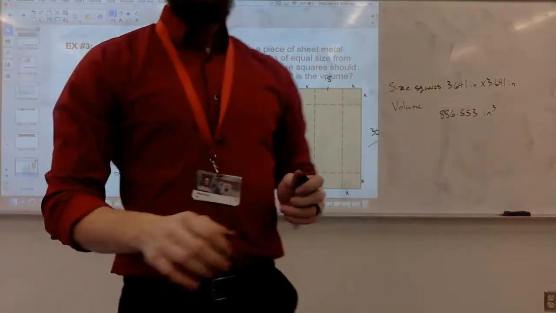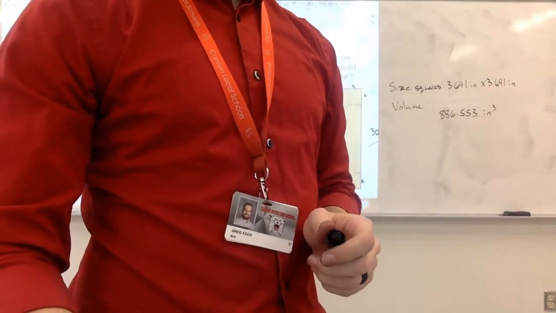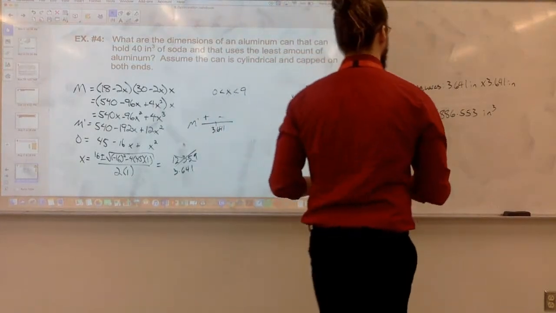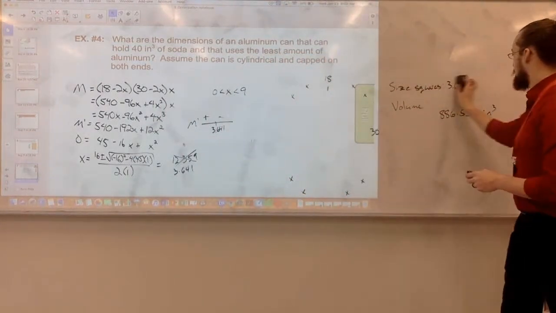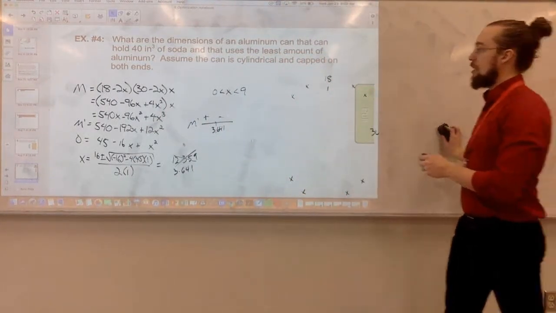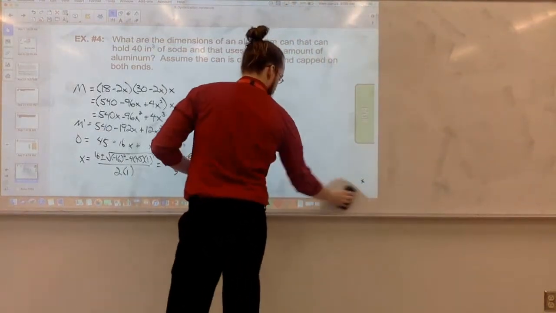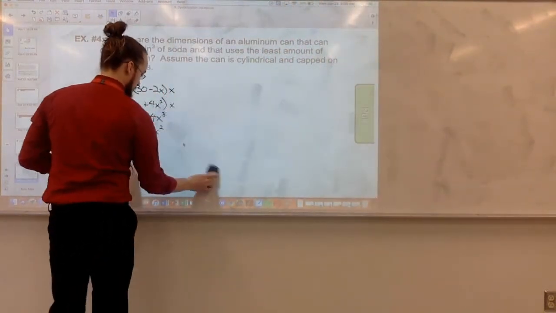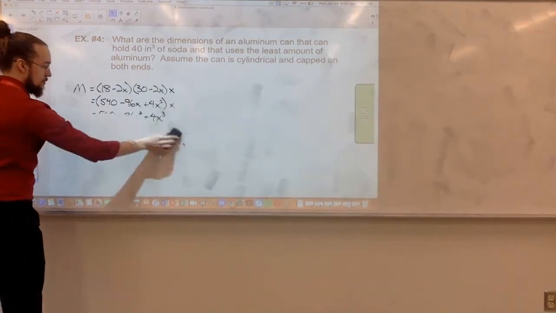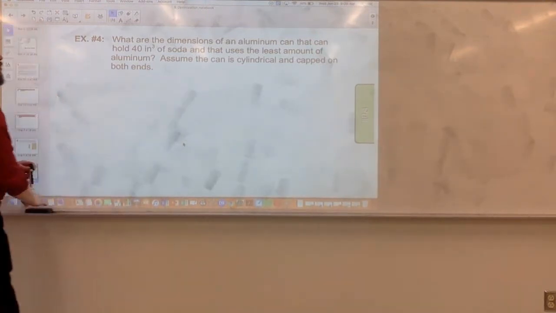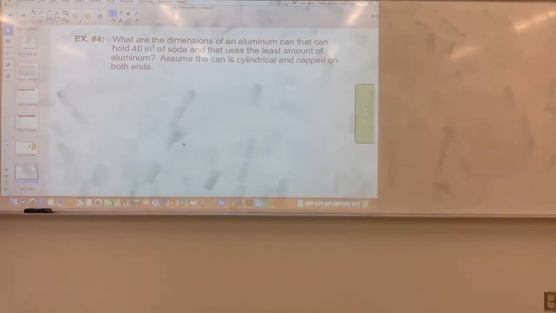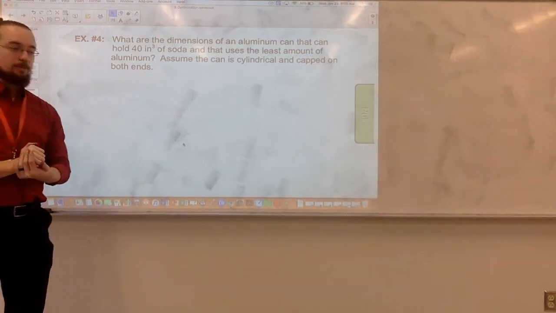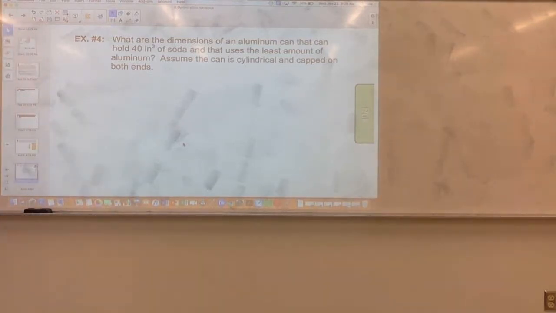All right, let's try the last one on here, and that'll probably be it for today then. All right, so what are the dimensions of an aluminum can that can hold 40 cubic inches of soda and that uses the least amount of aluminum? Assume the can is cylindrical and capped on both ends.